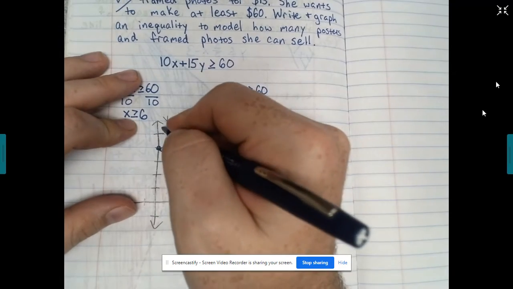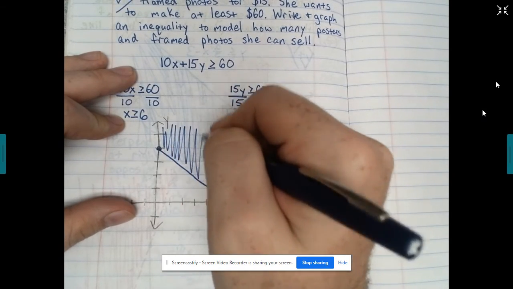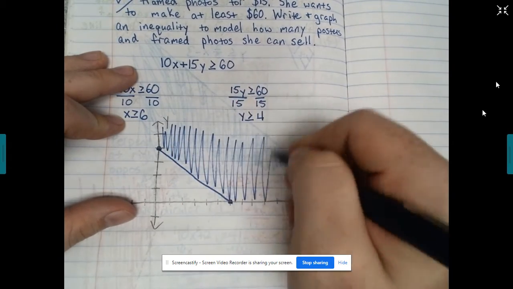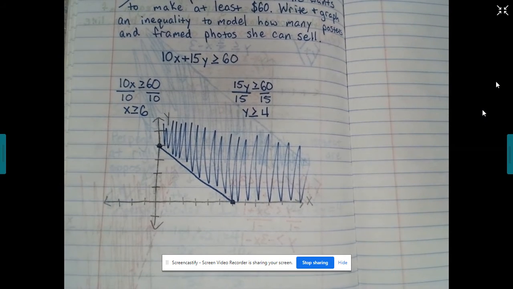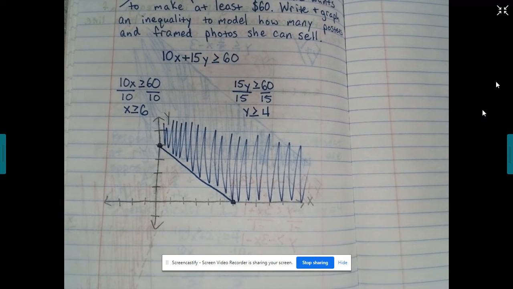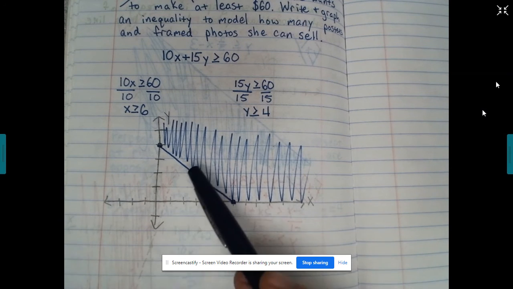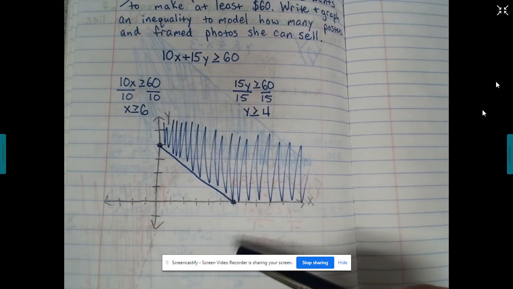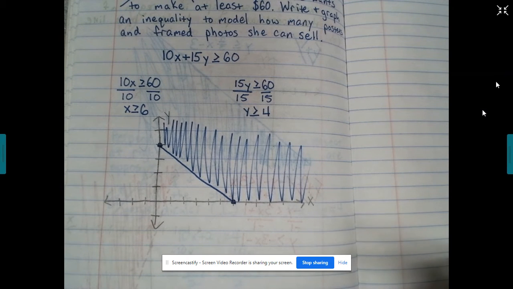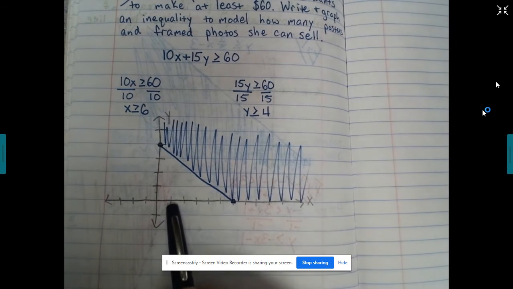And then we are greater than or equal to 60. So we want our profit to be bigger than this or equal to this. So I'm shading above. If I sell more posters or sell more framed photos, that's going to be part of the solution. So I shaded everything above it right there. In some of these, you can kind of see this represents all the possible ways she could make $60 in reality. So some of them are pretty easy.